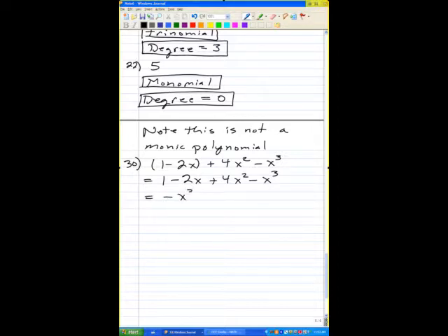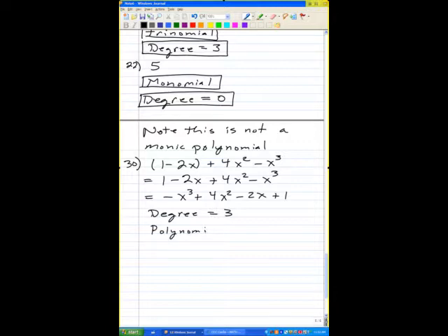So negative x cubed plus 4x squared minus 2x plus 1. The degree of this polynomial is 3. There are 1, 2, 3, 4 terms. Well, if there's one term, it's a monomial, 2, binomial, 3, trinomial, 4. We don't really have a special name for it, so I'll just call it a polynomial in general.